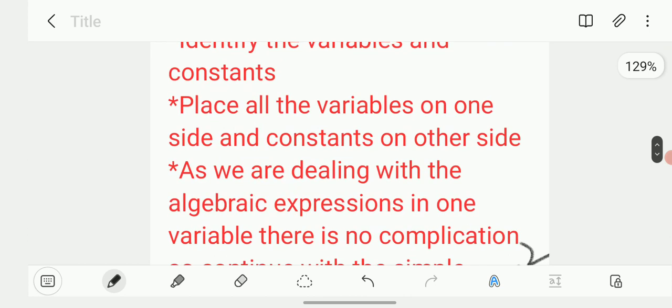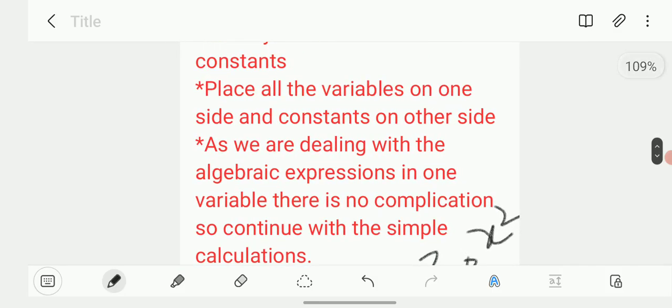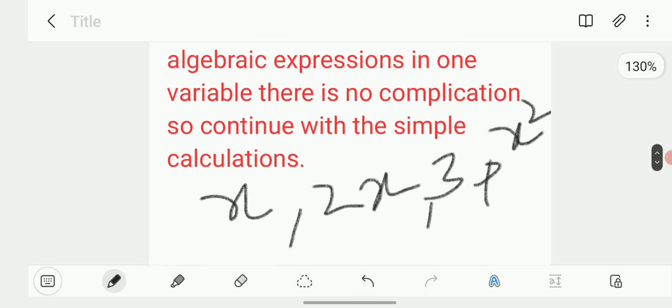Next, you need to place all the variables on one side and constants on the other side. As we are dealing with the algebraic expression, it is very easy to continue. If you are okay with identifying variables and constants, it is very easy for you to solve the next steps. Okay, we'll solve one of the equations so that you can understand it.